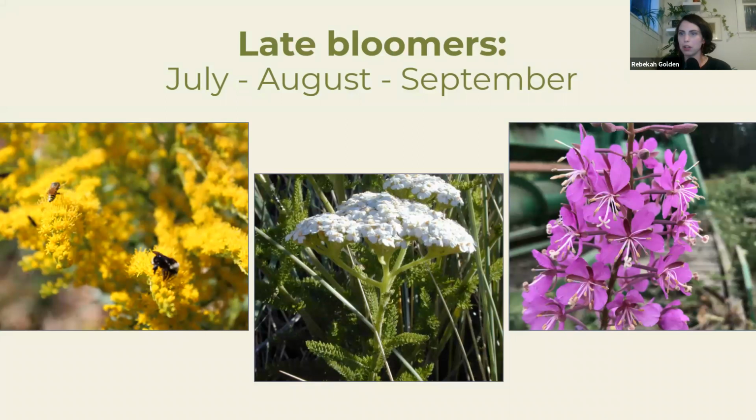And with that, we're going to go back to the plant side of things for the late season. Absolutely. So in terms of late bloomers, you're looking at plants that bloom in the later months of the summer and going into fall. So late July, August, September, even into October.